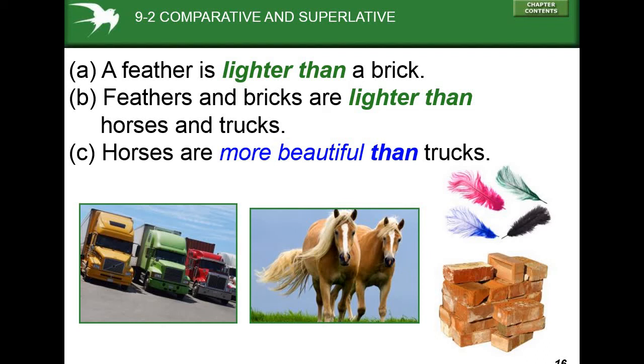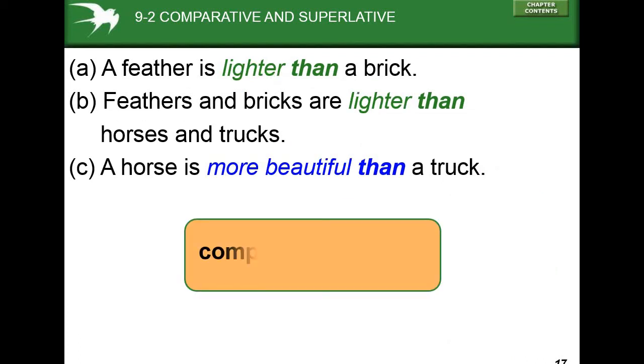Okay. So like this, moving to the other one. Can you see the screen? A horse is more beautiful than a truck. Here the comparative word is always used with the support of than. Lighter is the comparative degree. Than is always used after the comparative degree. Okay. Remember that. If a word, an adjective, is followed by than, it is a comparative degree. I am telling you in the Telugu language also. Remember that.